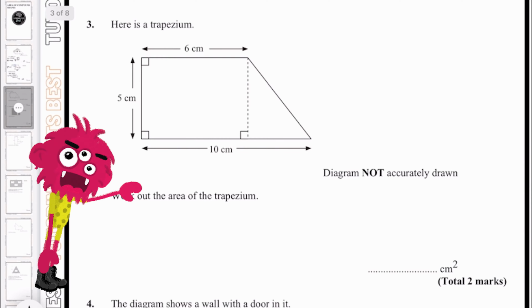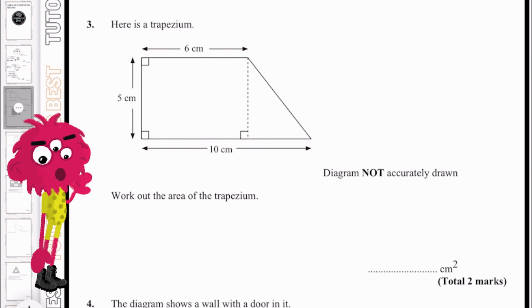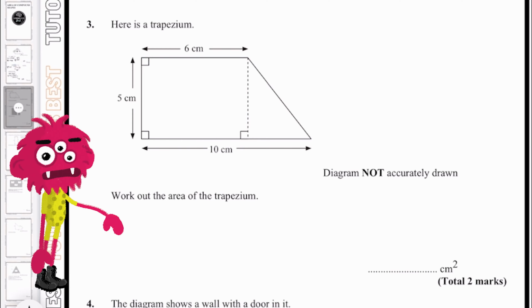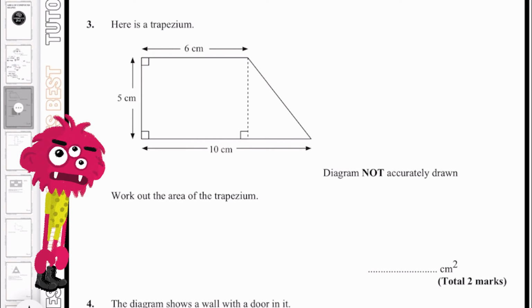Okay, question number 3. Here is a trapezium. Now we need to go ahead and work out the area of this trapezium. Once more, you can see they've already split this shape into two, both a rectangle and a triangle.